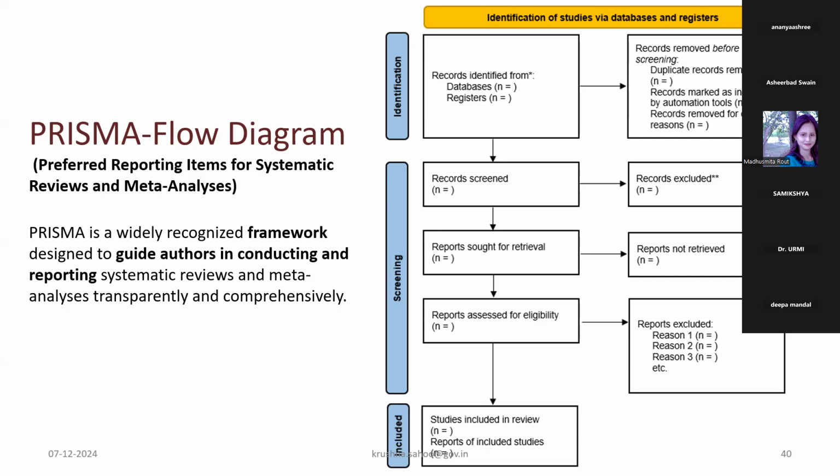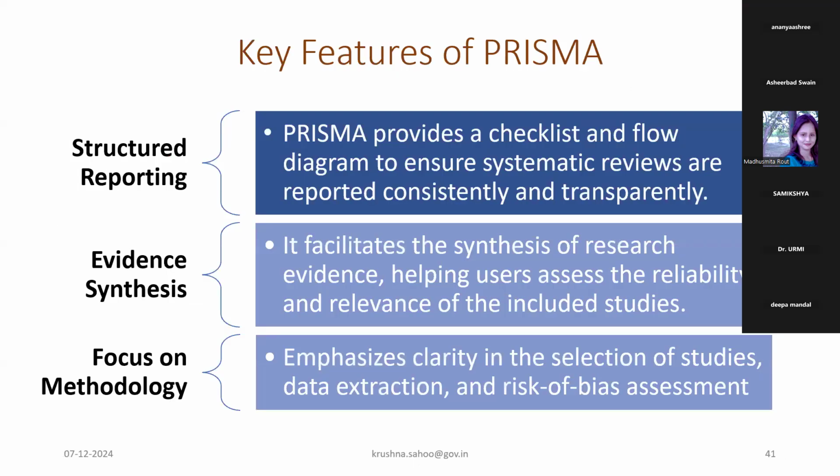So full text review. Then after the full text review, you finally exclude some of the articles based on the criteria. Then finally you include this one here for the study. So it's a structured reporting system. PRISMA provides a checklist and a flow diagram to ensure systematic reviews are reported consistently and transparently.